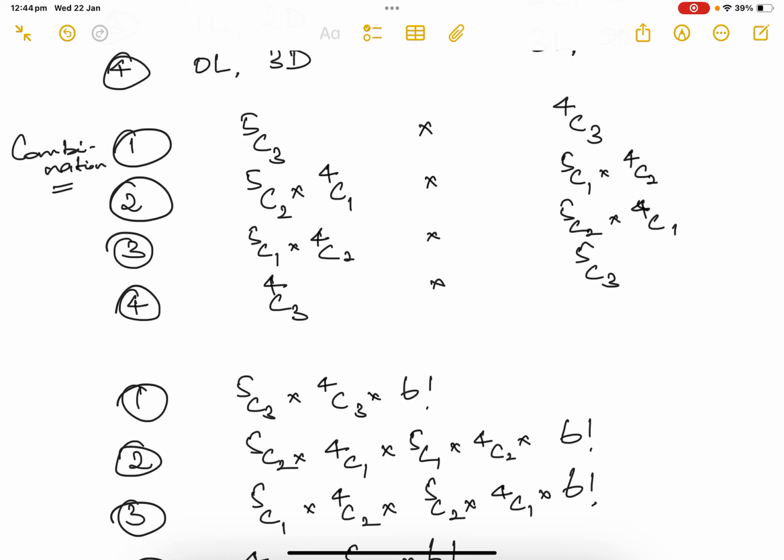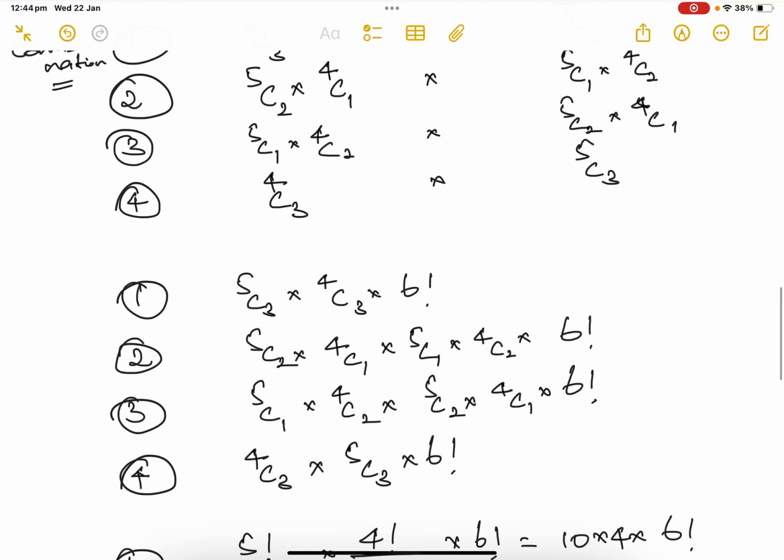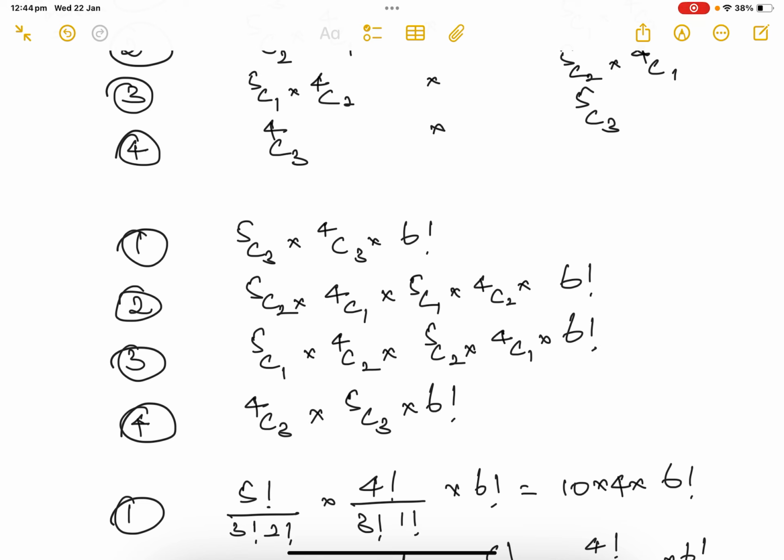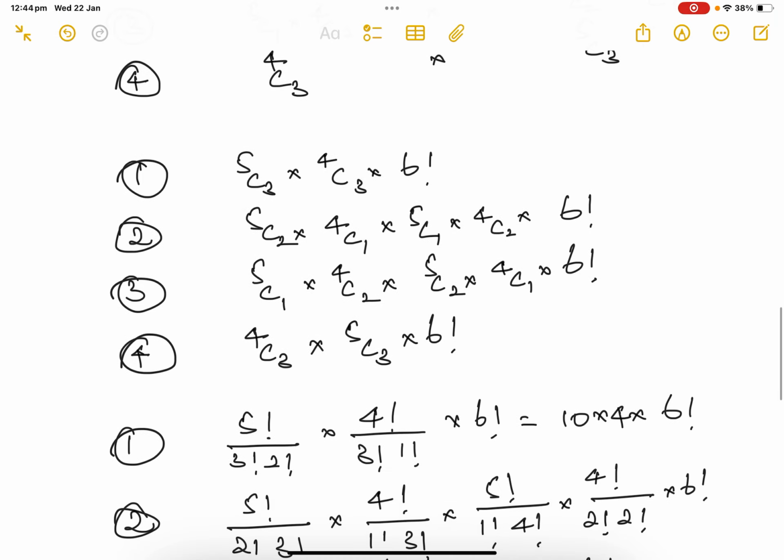Every time we are selecting 6 elements. Out of these 6 elements, we are using all 6 to form a password. Therefore, the number of passwords from the first type is 5C3 times 4C3 times 6 factorial. The second one will be 5C2 times 4C1 times 5C1 times 4C2, because of 2 letters, 1 digit, 1 letter, 2 digits, and again 6 elements being used, so 6 factorial.